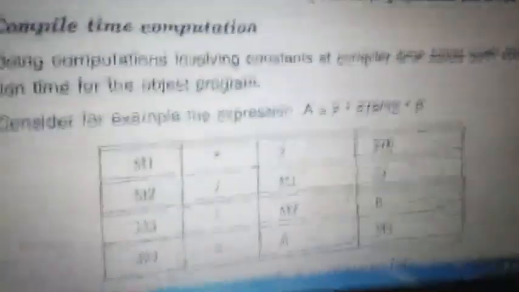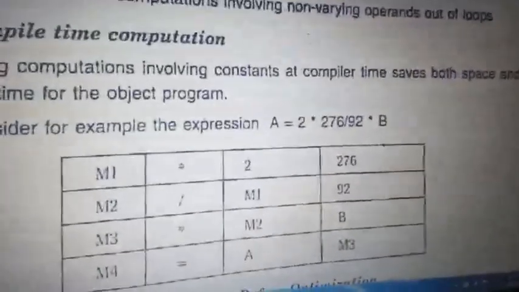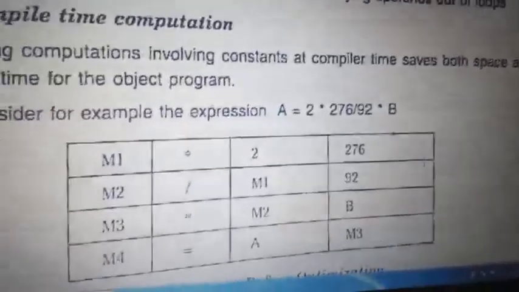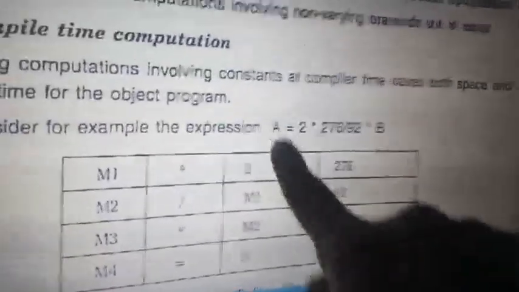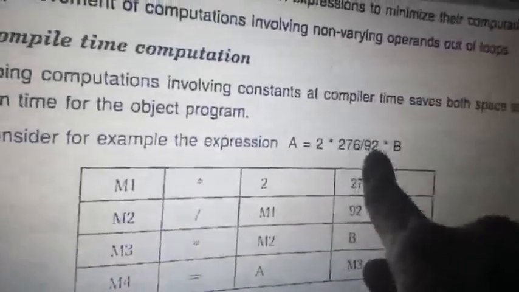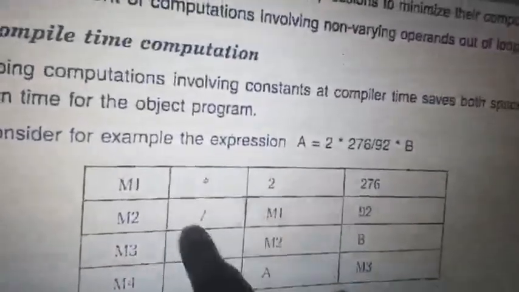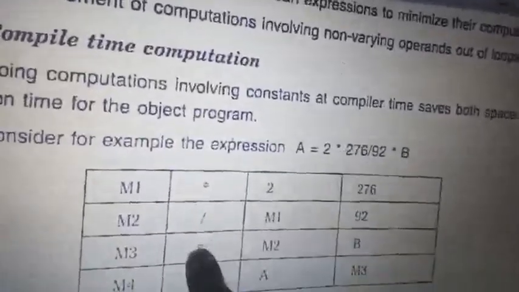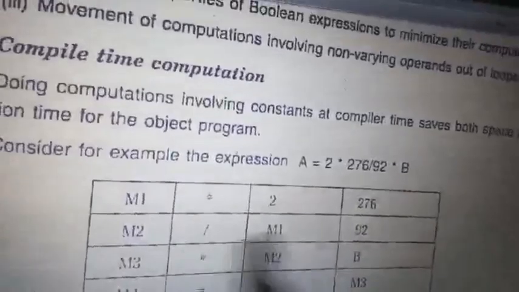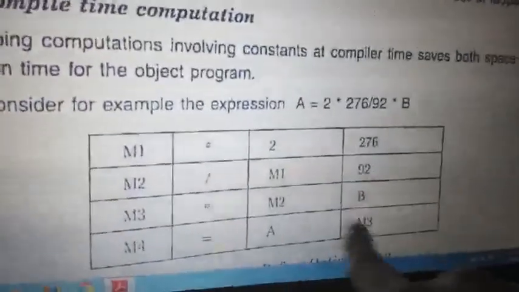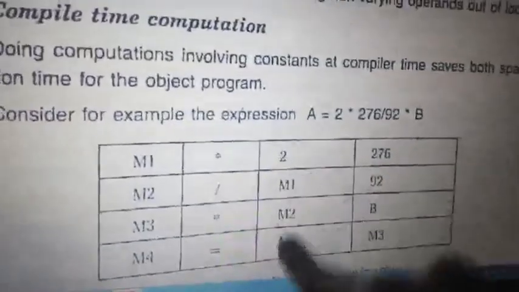The second is compile time computation, which is also machine independent. Say you have an expression like A is equal to 2 into 276 divided by 92 into B. The first statement is 2 into 276, which stores the result of these two. Then it is divided by 92. Then this result is multiplied with B, and finally M3 is assigned to A.